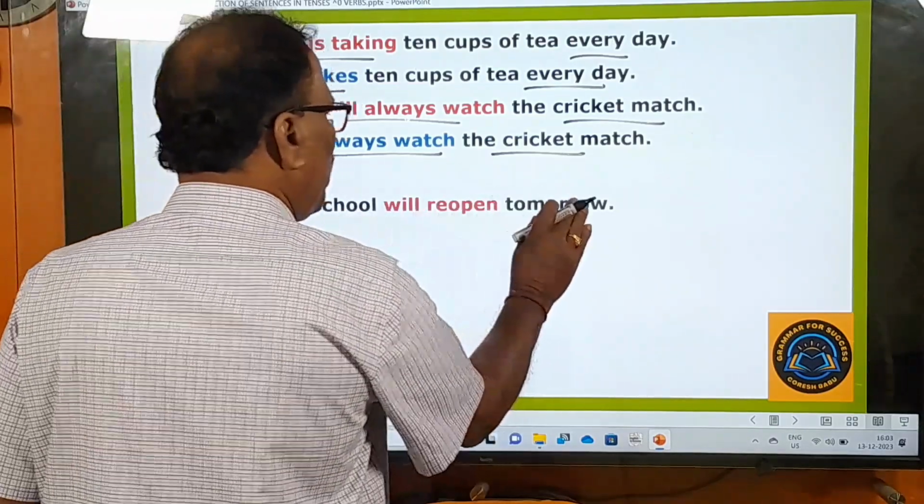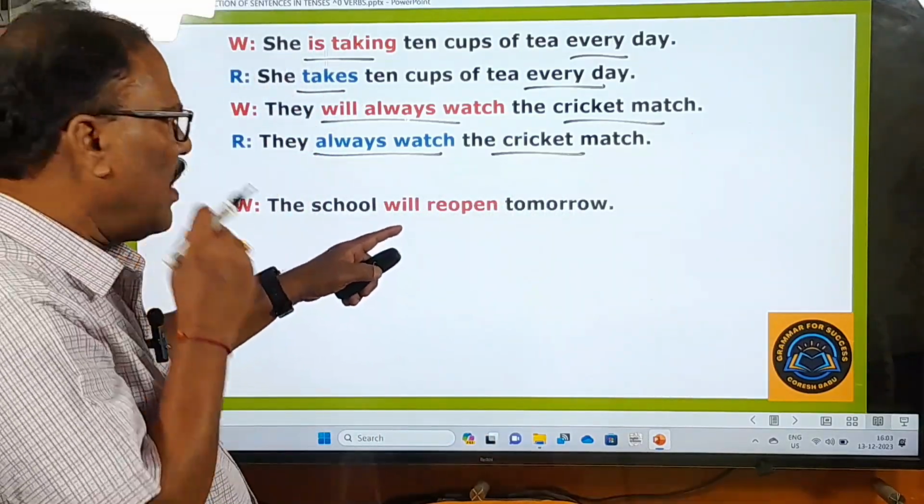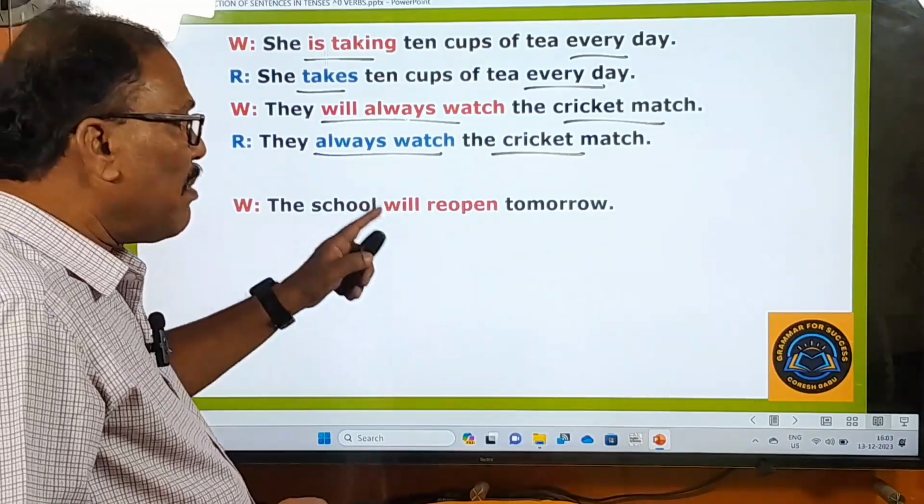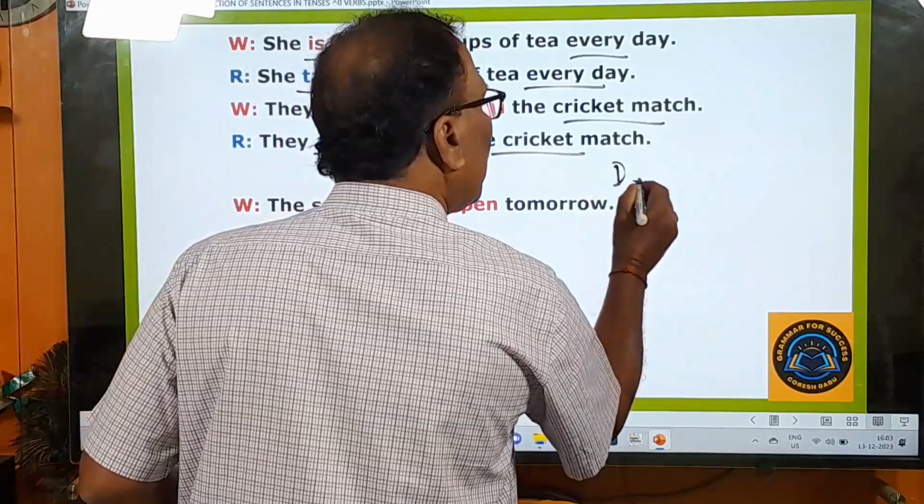Let us go to the other examples. The school will reopen tomorrow. Look at this example. What do you find in this sentence? You find that it is a future action. But remember, it is a definite one.